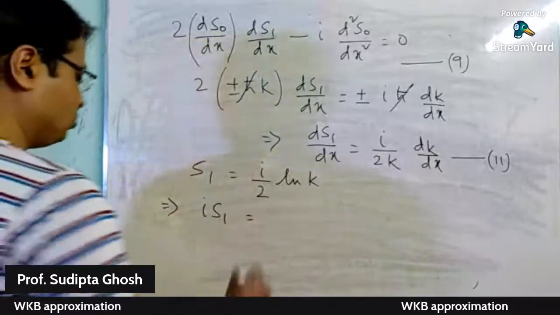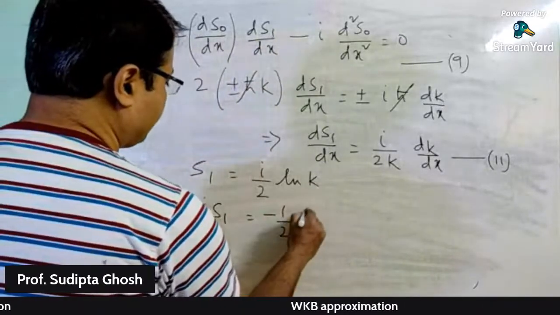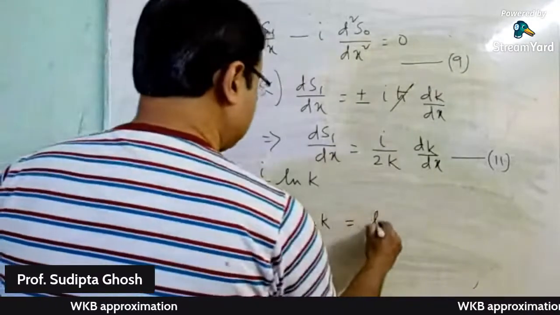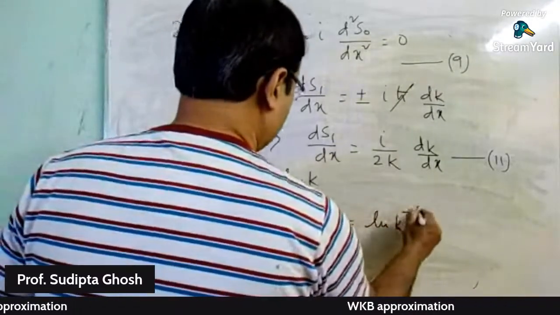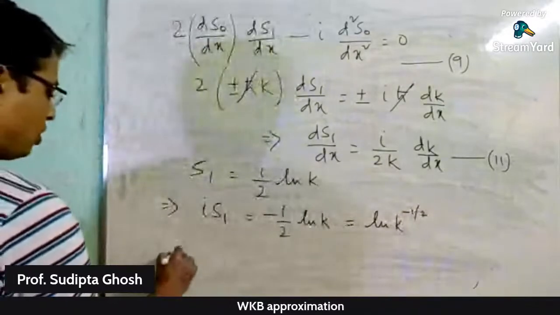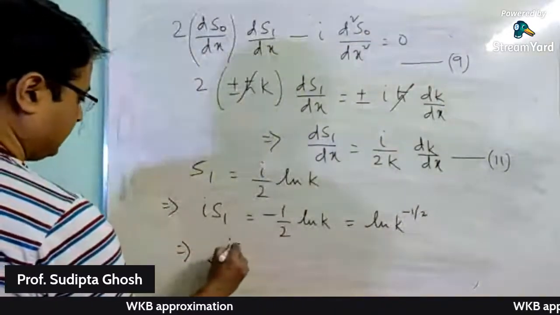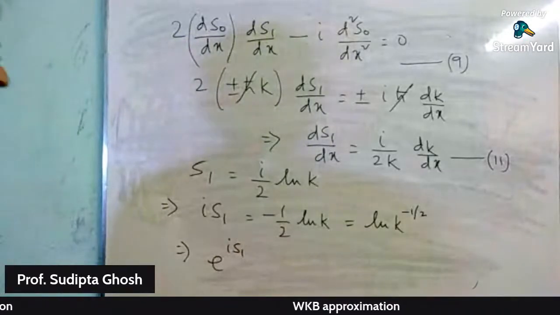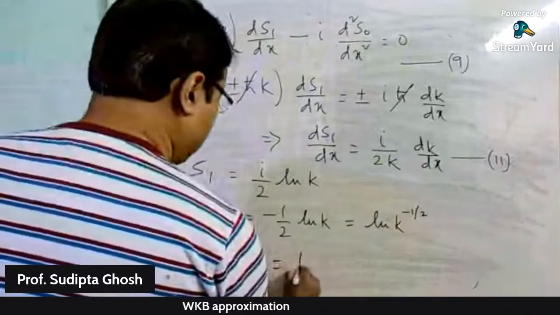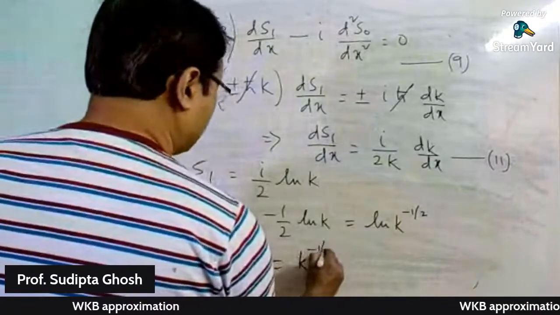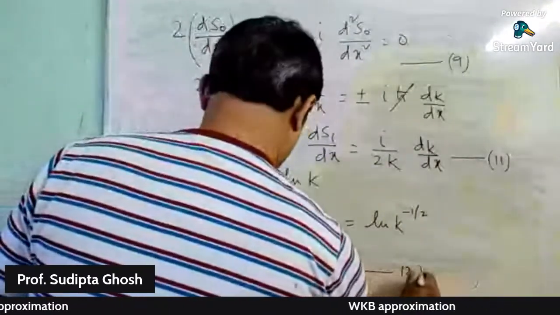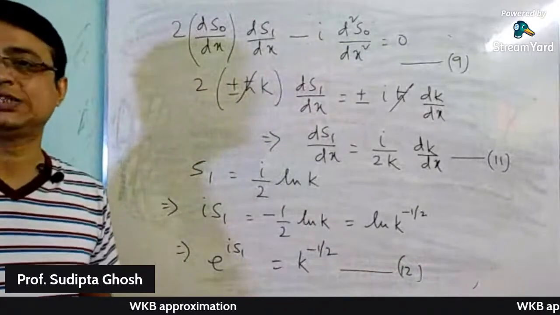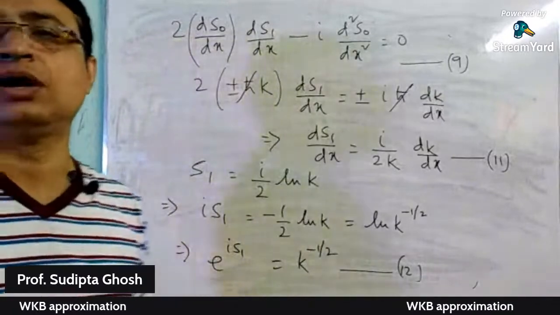So i·s1 equals minus half ln k, or I can write it as ln k whole to the power minus half, or e to the power i·s1 should be k to the power minus half. So here in equation 12, I have found the value of s1.